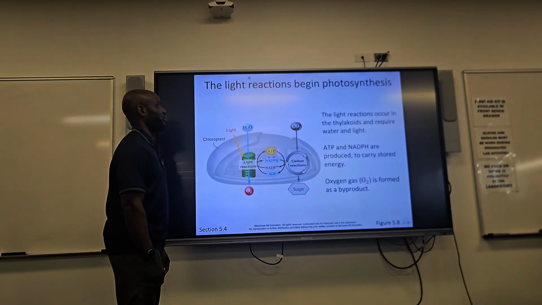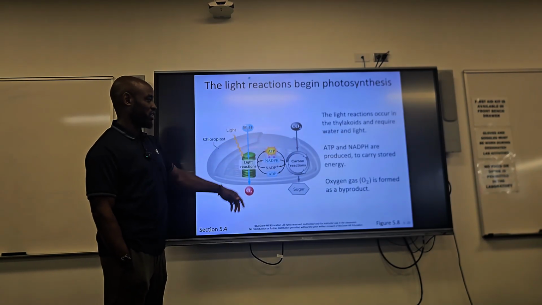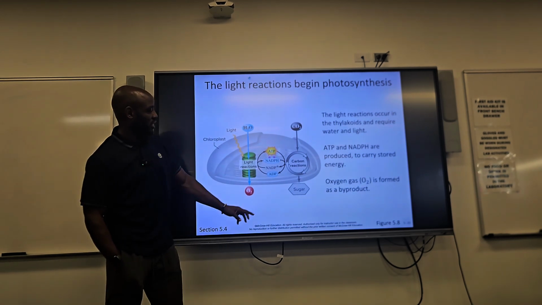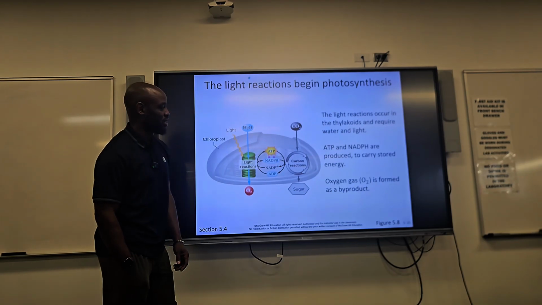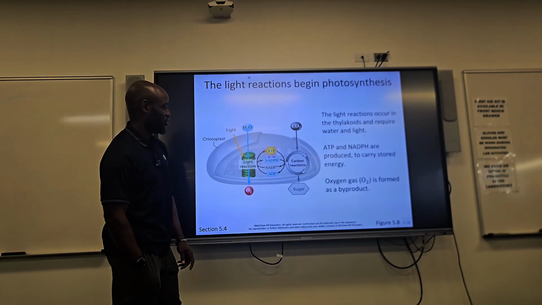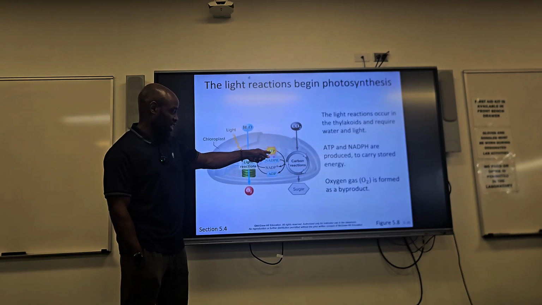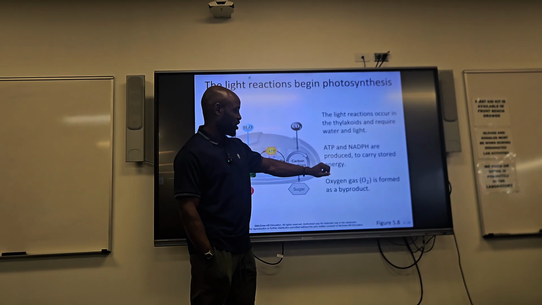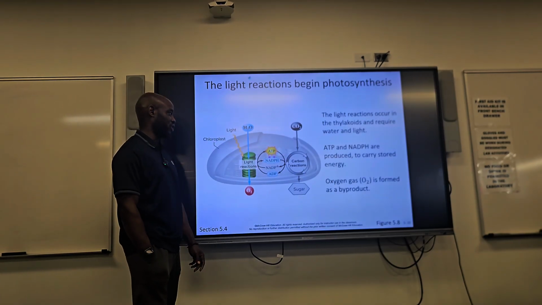So what happens? Light reactions occur in the thylakoids and require water and light, right? Occur here. ATP, adenosine triphosphate, and NADPH are produced to carry stored energy. So when these light reactions happen, we produce ATP, which is the energy of the cell, produce stored energy. Oxygen gas is formed as a byproduct, releases oxygen.